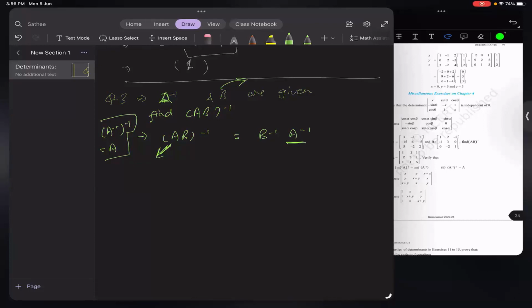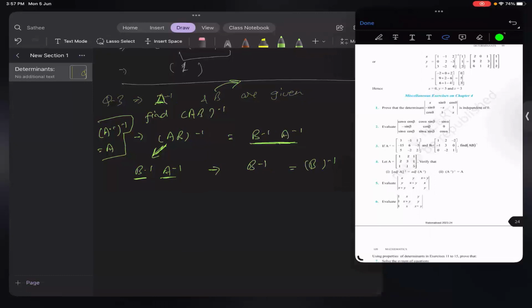Then you can multiply with B, and you will get a single matrix after multiplication, and after that you can find its inverse. So that is one method, but it would be a bit lengthy, so let's look at this method. This would be B inverse and A inverse. Since you are already given A inverse, you just have to find B inverse. So you have to find the inverse of B.